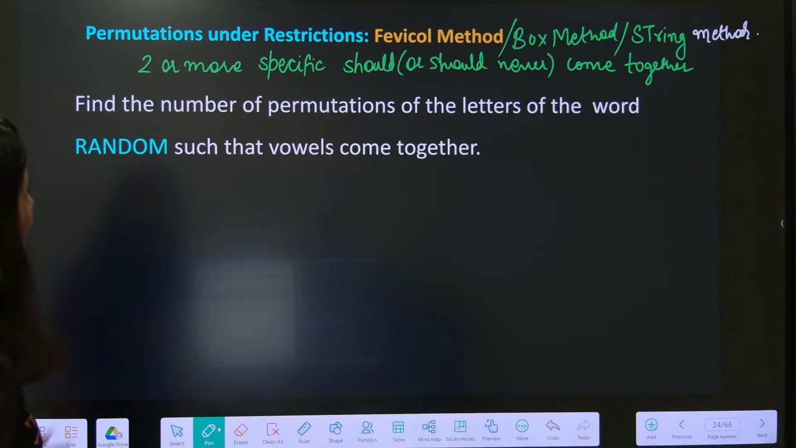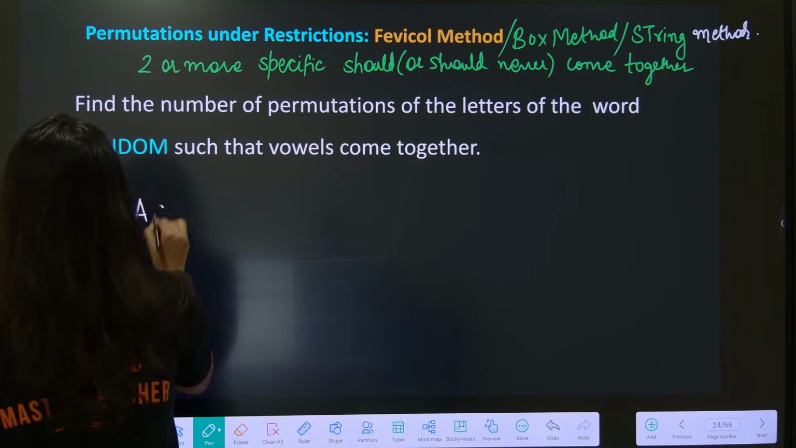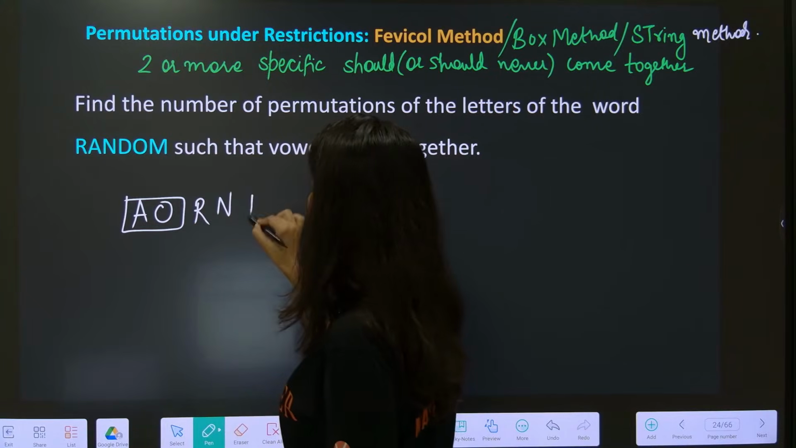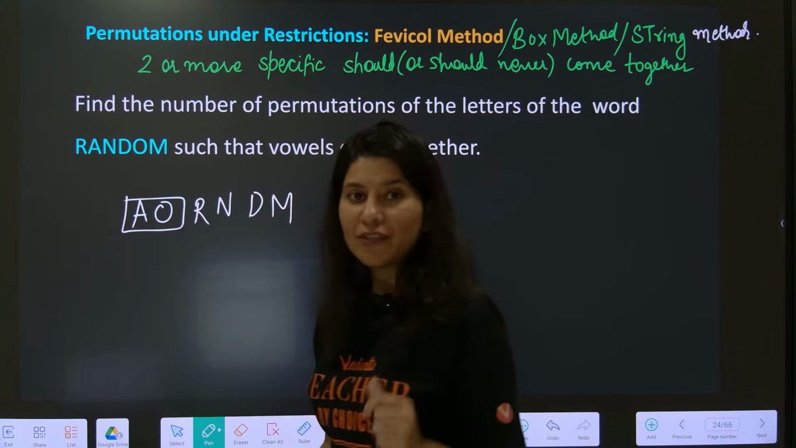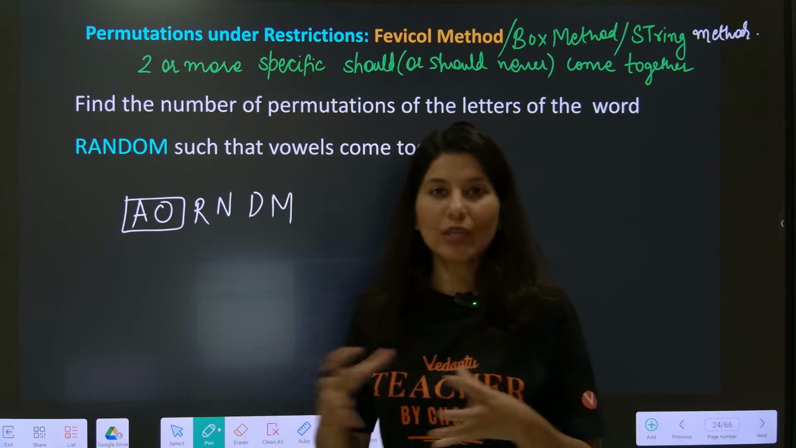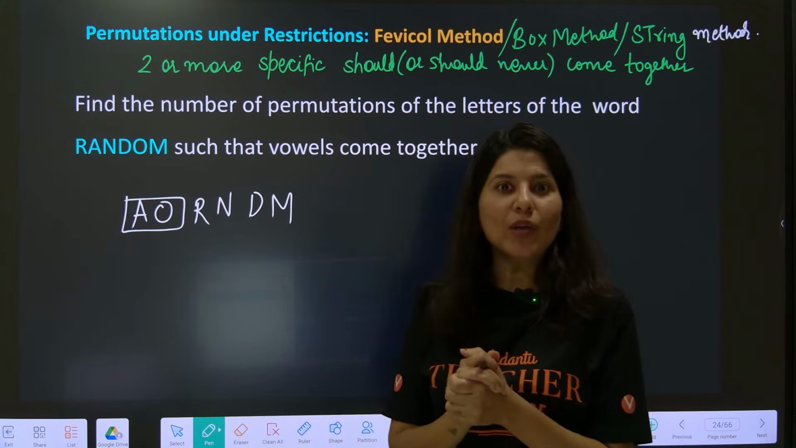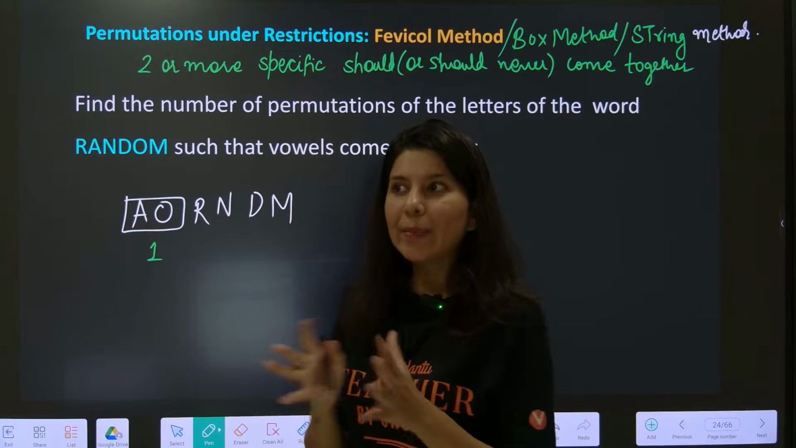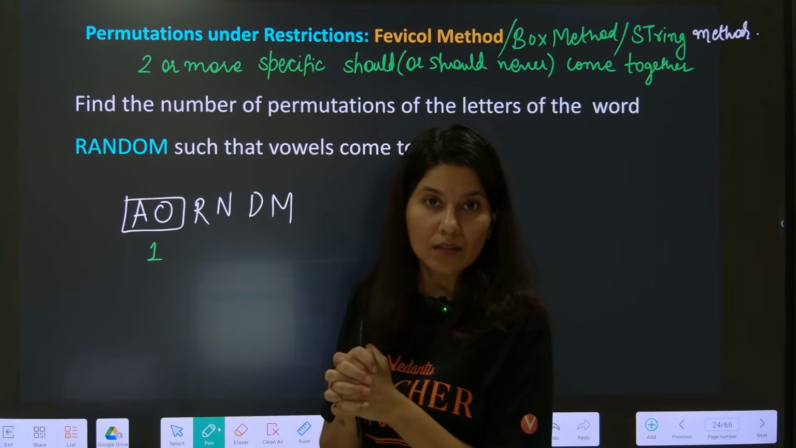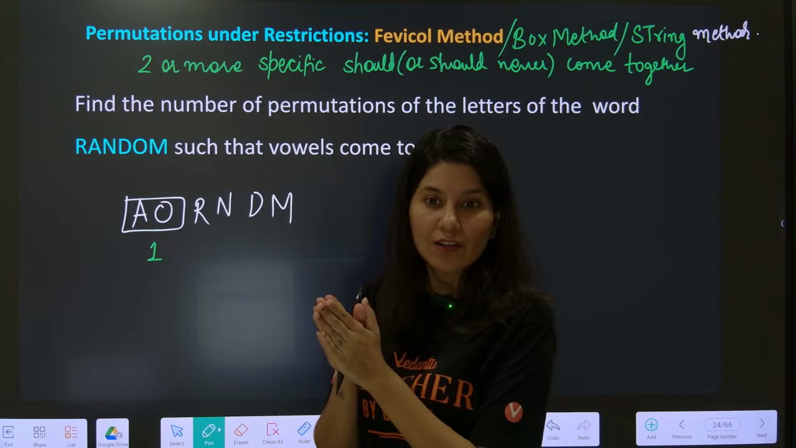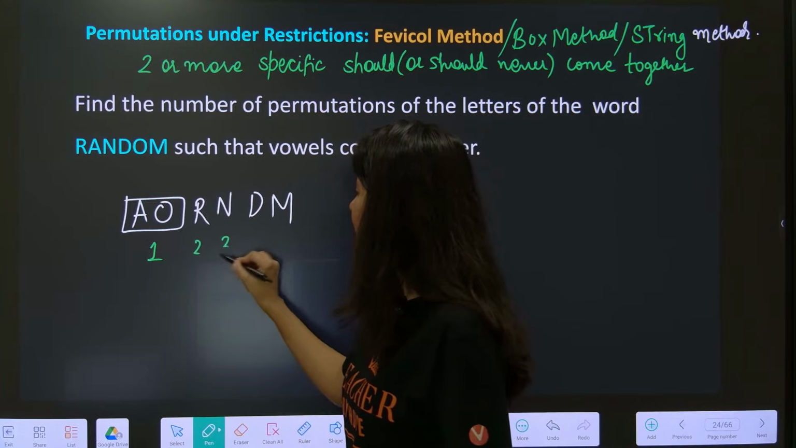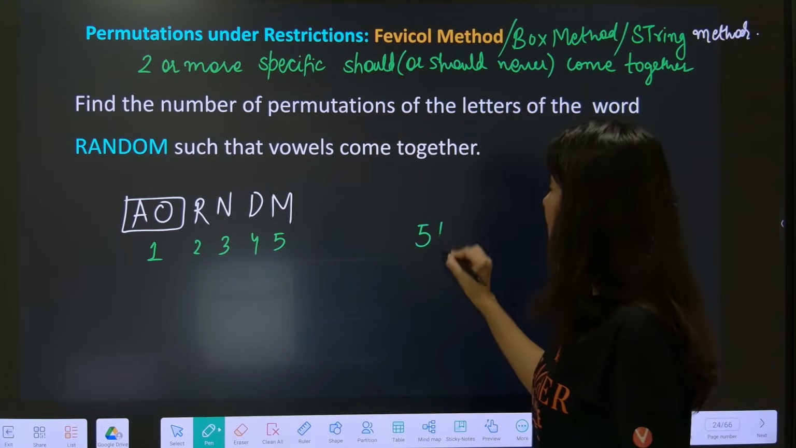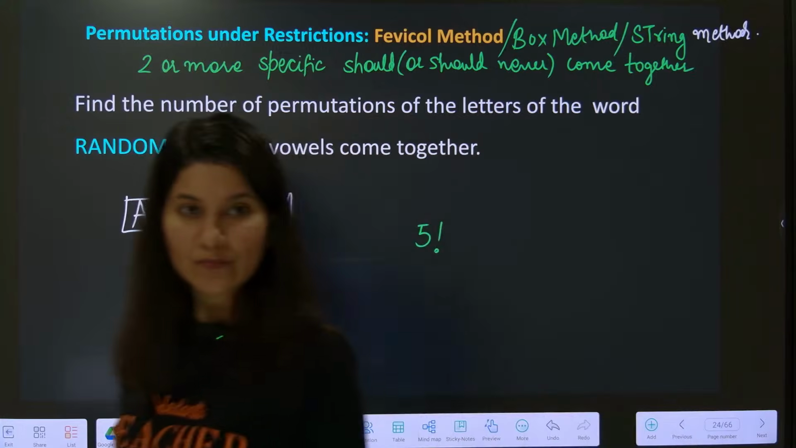So now vowels come together. So A, O. That's it. 2 vowels are there. After that we have R, N, D, M. Now the Fevicol method says that whatever you want to keep together, just stick them together using Fevicol. AO will be counted as 1 letter because now we have stuck them together. So this is 1, 2, 3, 4, 5. Total 5 letters are there now, so it can be done using 5 factorial arrangements.